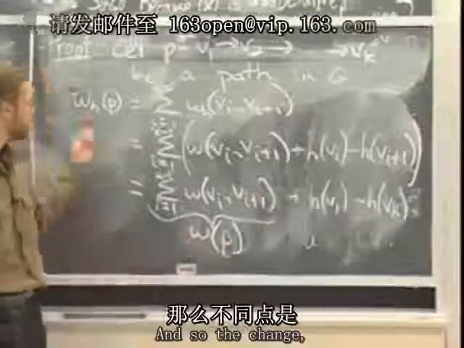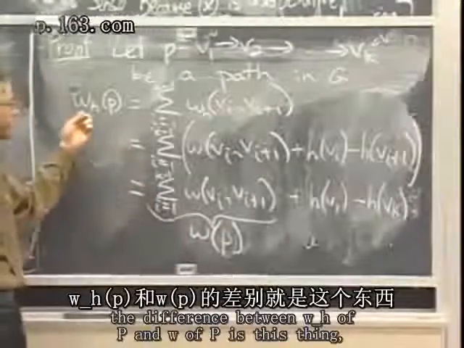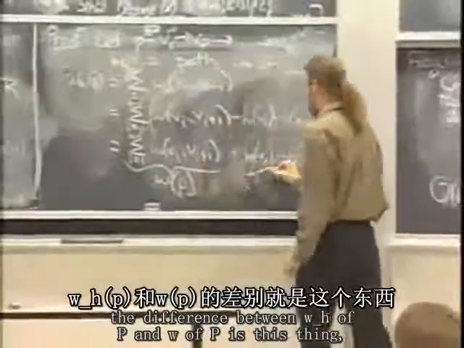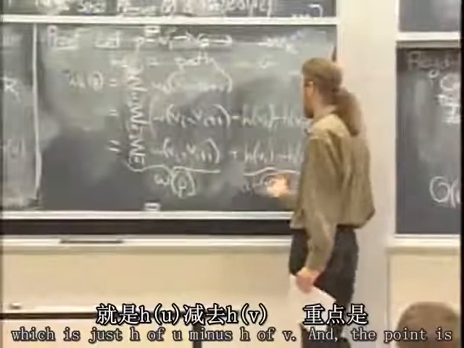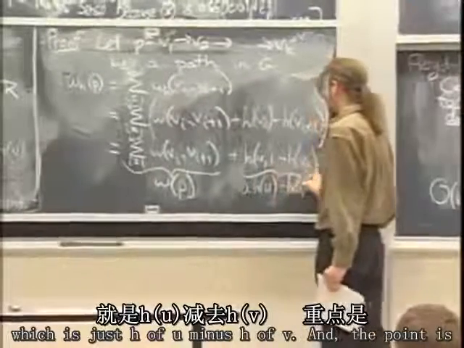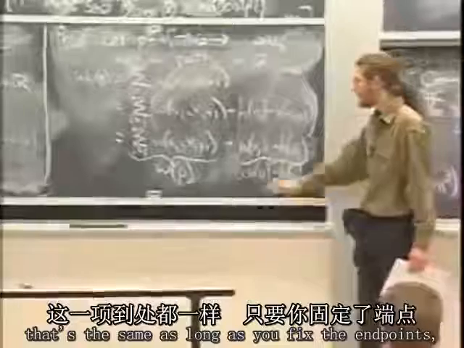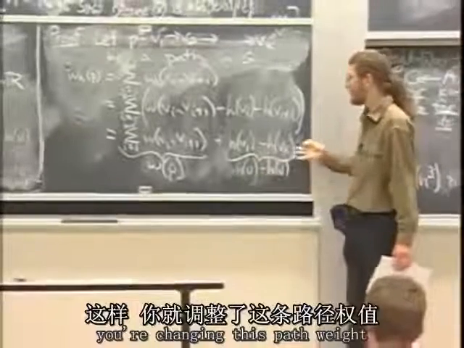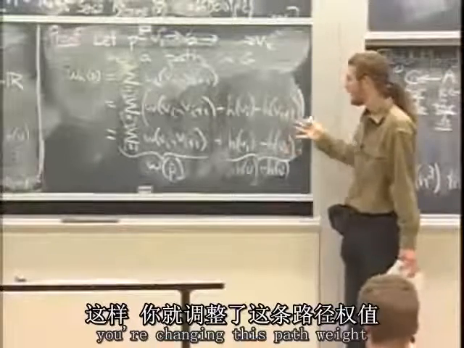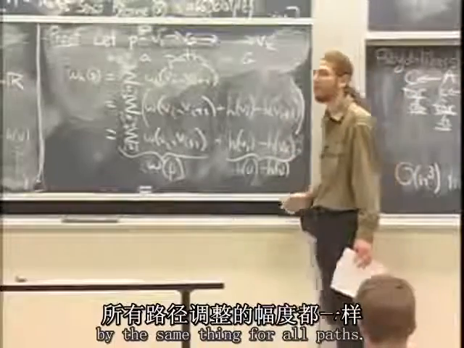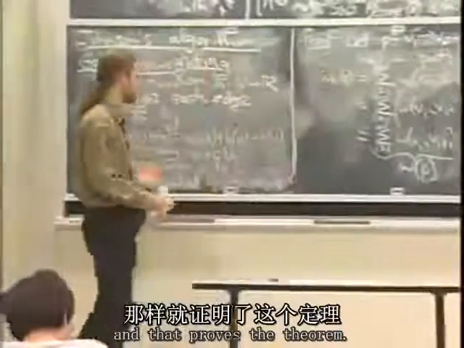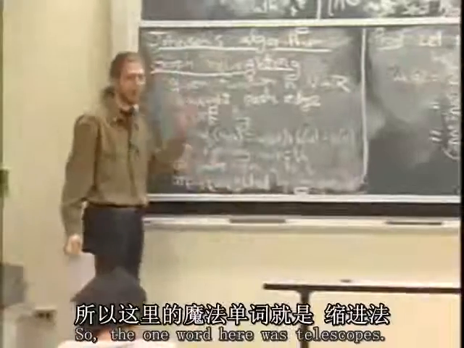And so the difference between w sub h of p and w of p is just h of u minus h of v. And the point is that's the same. As long as you fix the endpoints u and v of the path, you're changing this path weight by the same thing, for any path from u to v. And that proves the theorem. So the one word here was telescopes.